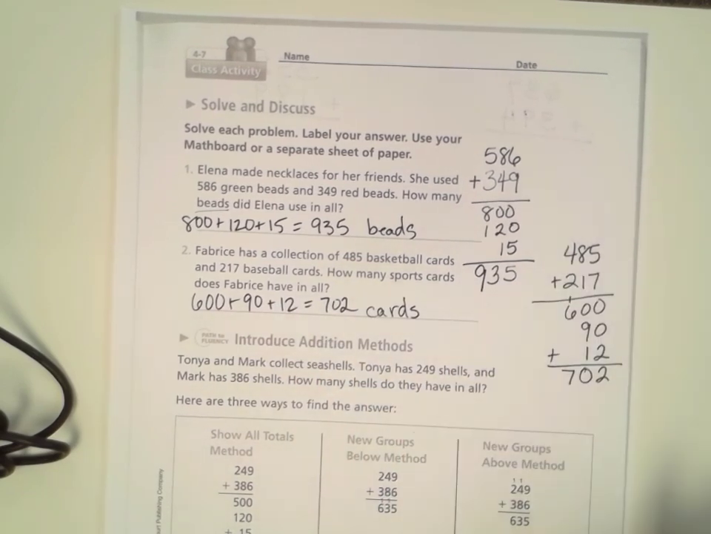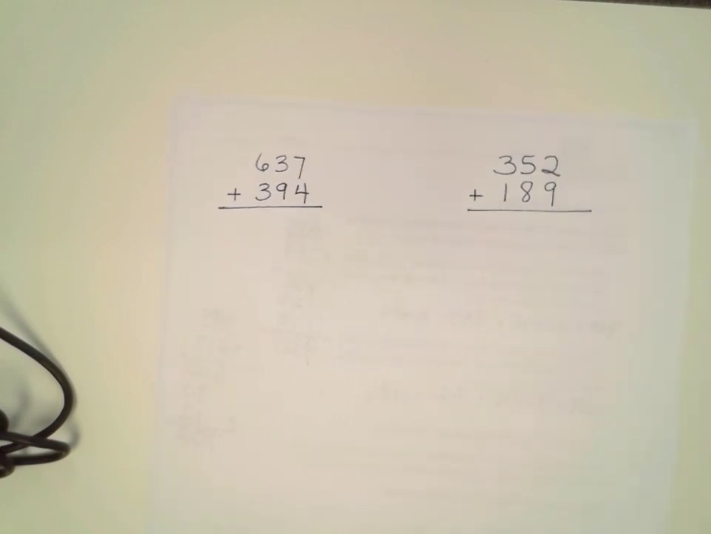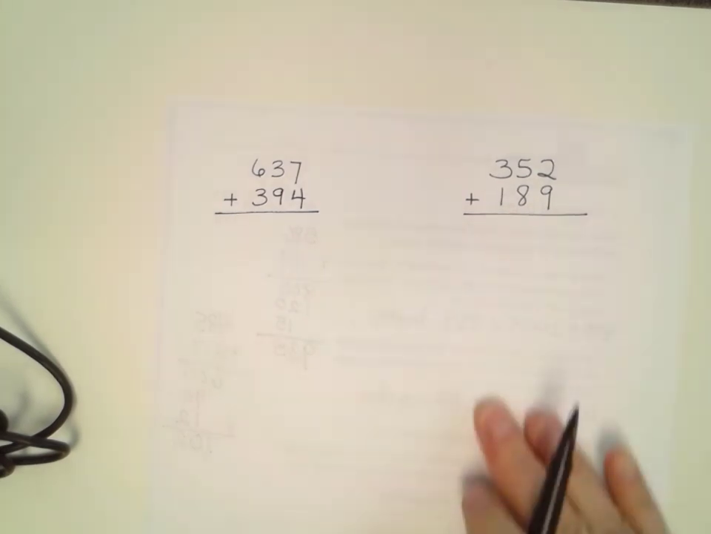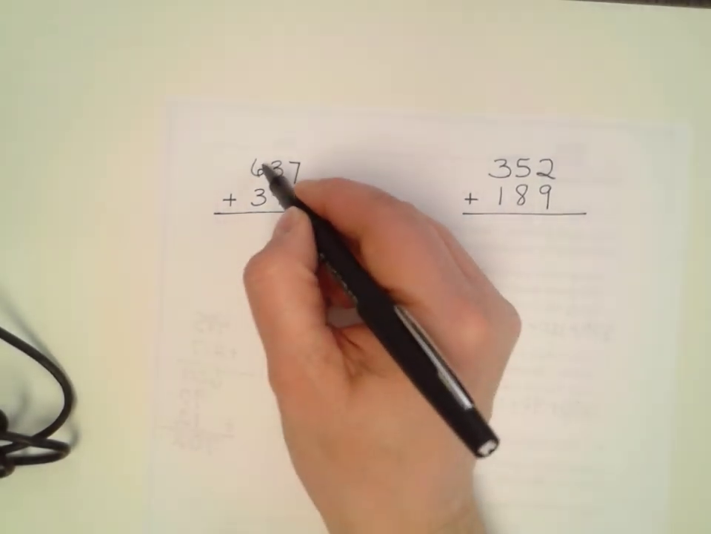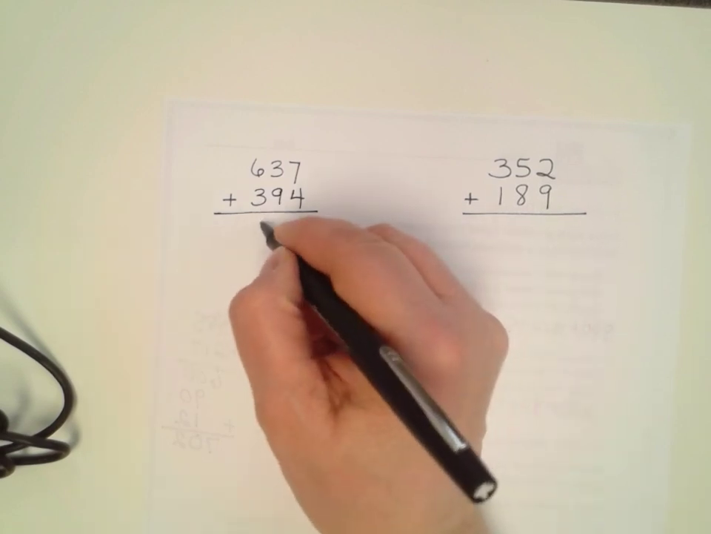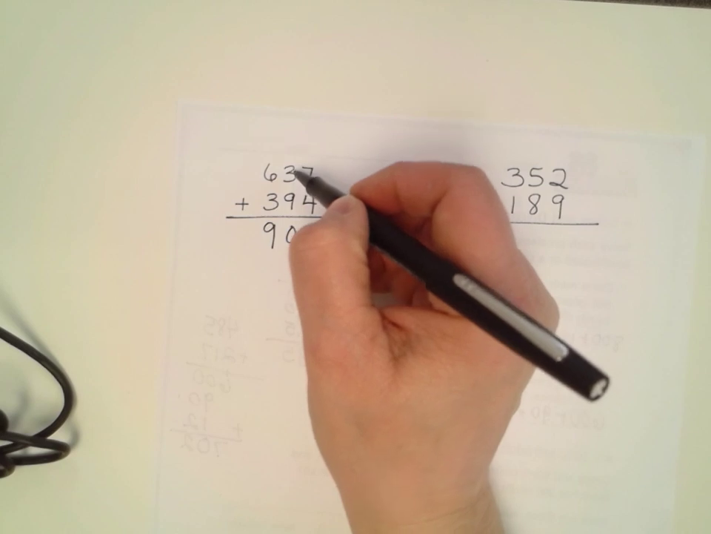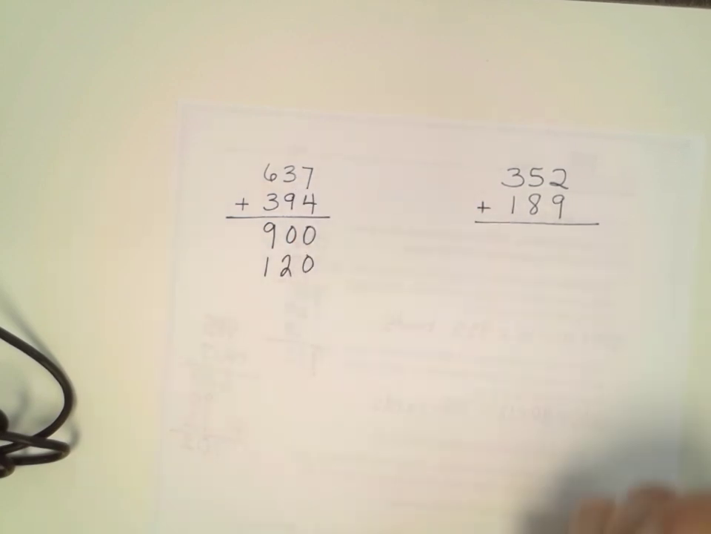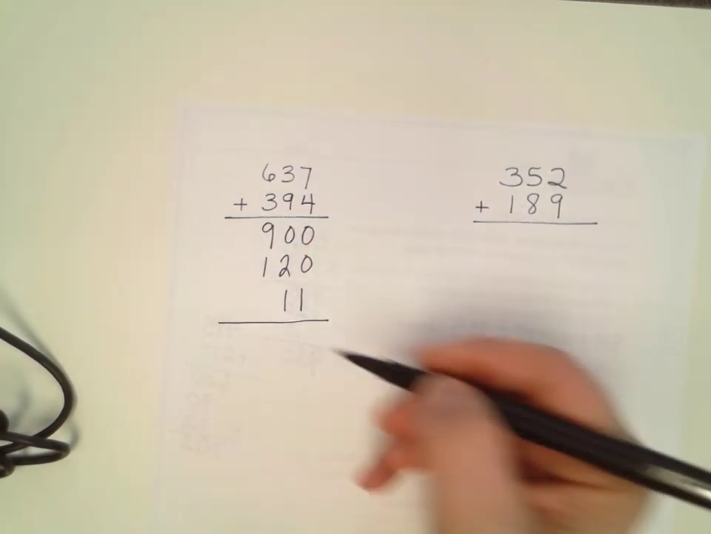I'm going to do 2 more without the word problems though, just to make sure that we understand how to write the numbers. I'm just going to go ahead and write these below because I don't have to rewrite. So 600 plus 300 is going to be 900. The 3 tens plus 9 tens is 12 tens, which is 120. And 7 plus 4 is 11. I'm going to put my plus sign there.